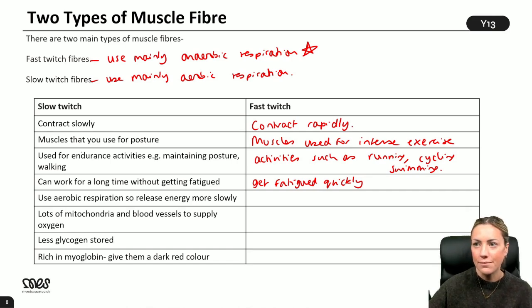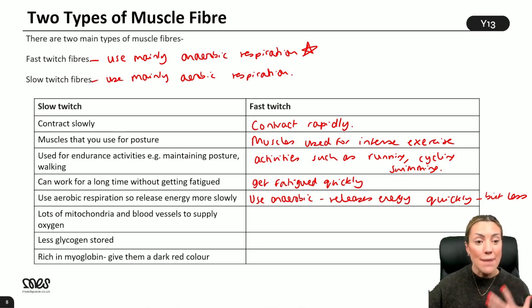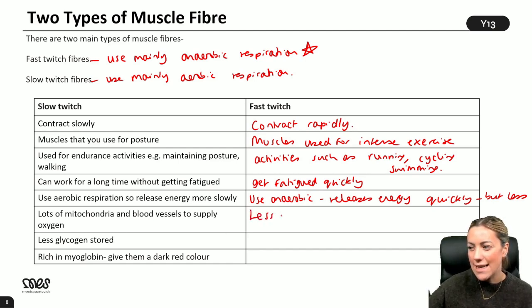Slow twitch use aerobic respiration, so release energy more slowly, whereas fast twitch use anaerobic, which releases energy or makes ATP quickly, but less. Less ATP, less energy, but quickly, which again makes sense because if they're being used for fast contractions and exercise, you need the ATP quickly, but it is anaerobic respiration, so it will lead to fatigue and less ATP is produced overall.